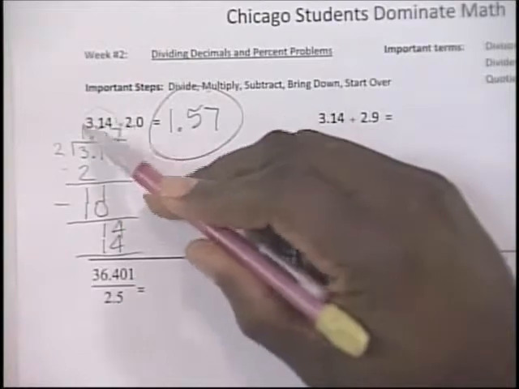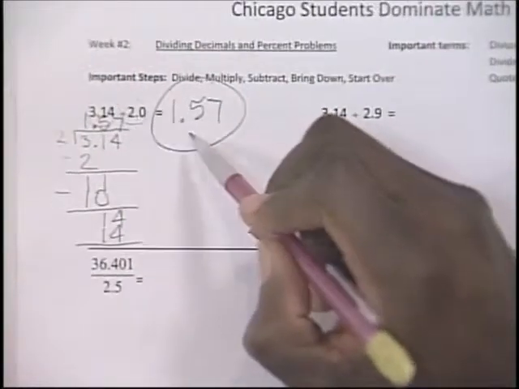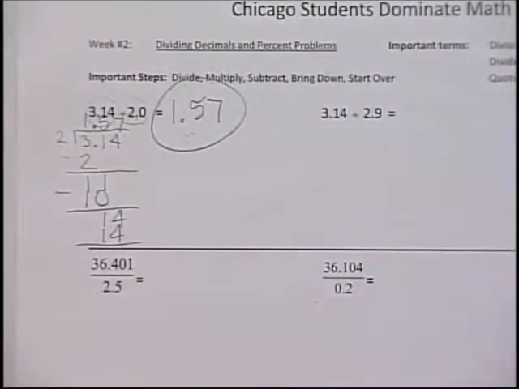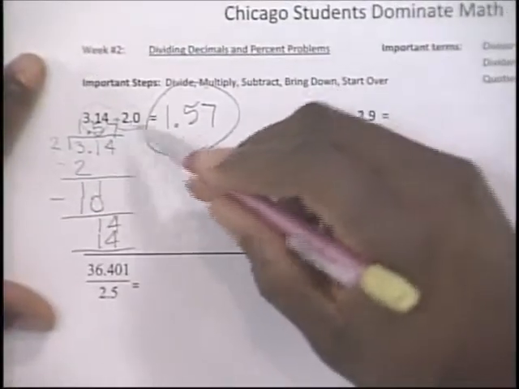You'd have the area of a circle, but if it's a half circle, you'd have to divide by 2 to get 1.57. So that's our first problem, where we have to divide 2 decimals.